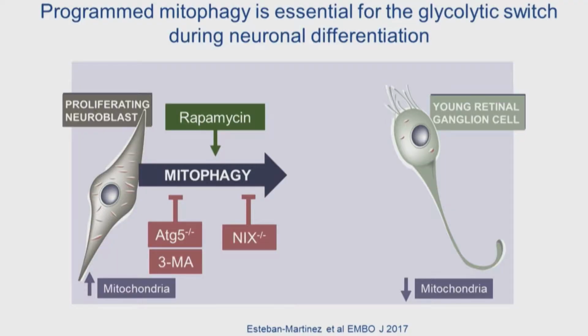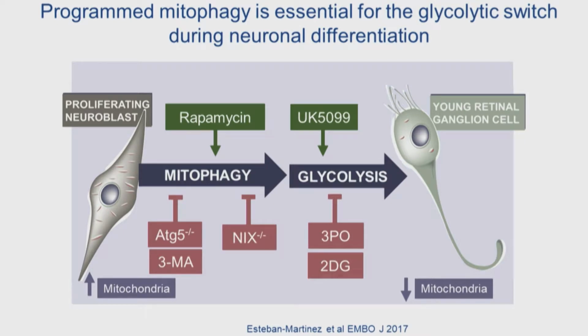So we can now put a pathway together, and we have shown that neuroblasts have a lot of mitochondria, young retinal ganglion cells have reduced mitochondria, and this is due to a mitophagy effect dependent on Nix that is regulating a metabolic change towards glycolysis. And we know this is the case because we can modulate the process and see what is upstream and what is downstream.